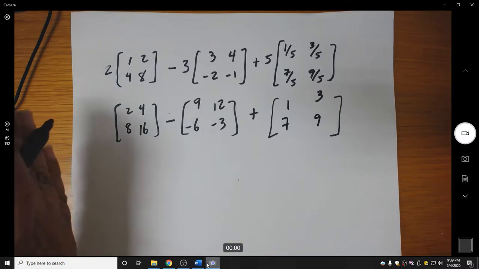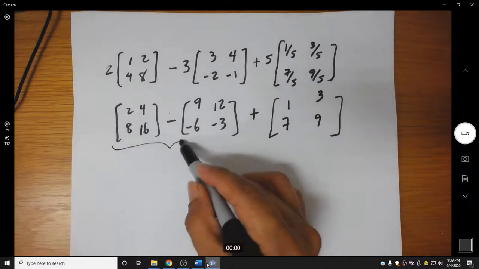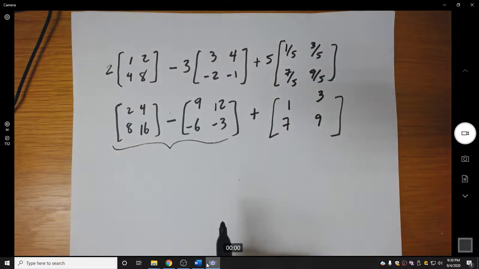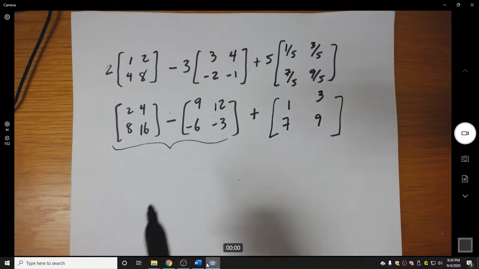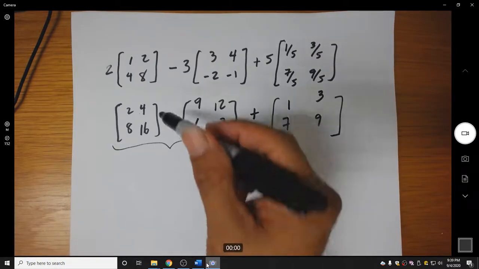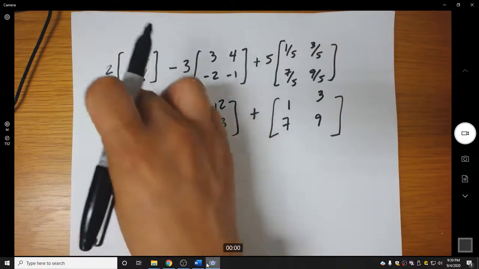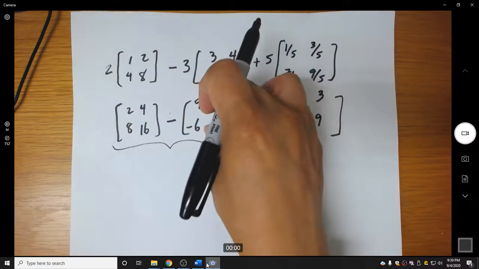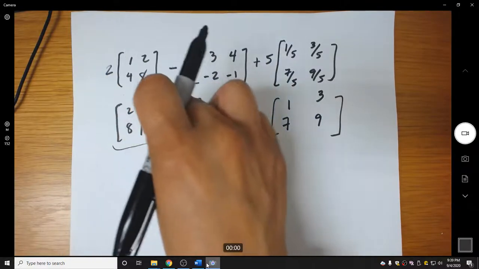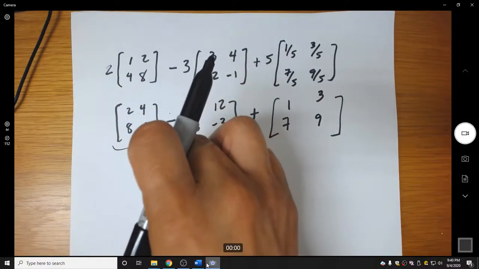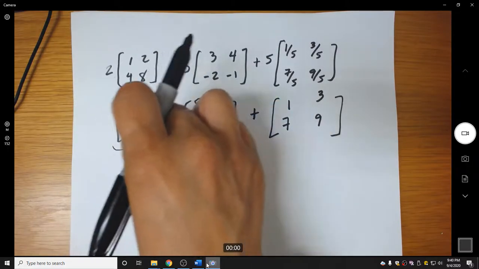Now what I'll do is I'll do my addition and subtraction from left to right. This should be familiar. That's how we add and subtract real numbers. So order of operations remains the same for addition of matrices. Okay, so here I'm going to subtract. Remember that is Aij minus Bij. This is Aij and this is Bij. 2 minus 9, 4 minus 12, 8 minus negative 6, which becomes 8 plus 6, and then 16 minus negative 3, which becomes 16 plus 3.